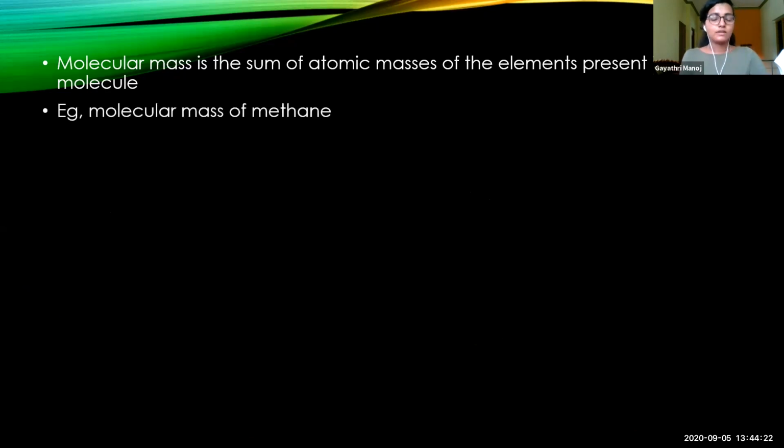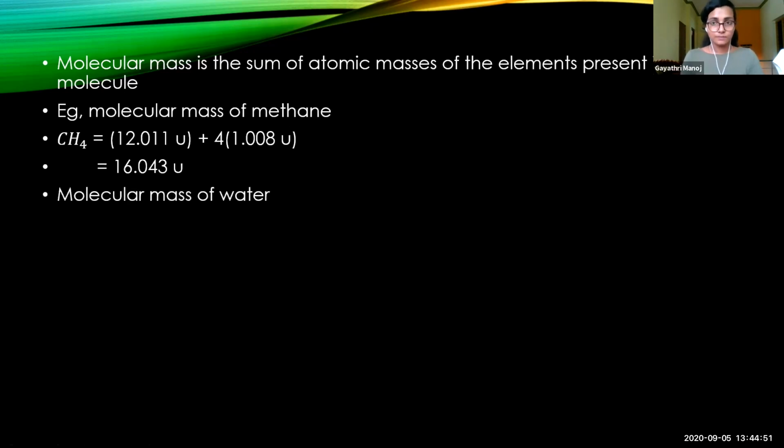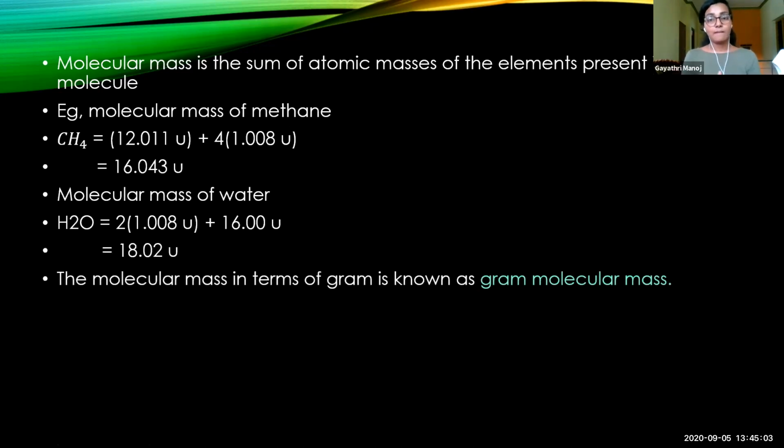Now let's take the example of the molecular mass of methane. We know that the atomic mass of carbon is 12.011 U plus 4 times the atomic mass of hydrogen, because there are 4 hydrogen atoms in one molecule of methane. So the molecular mass of methane is 16.043 U. Now let's take another example, water. H2O is equal to 2 times the mass of hydrogen and 1 times the mass of oxygen, which is 18.02 U.